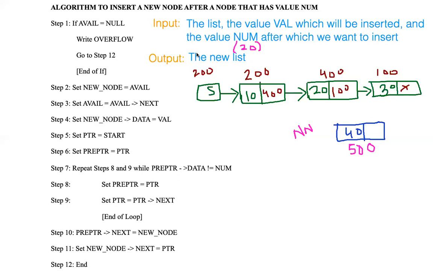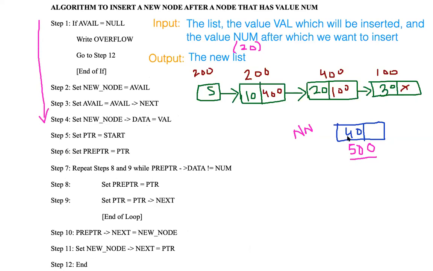One is a list, the other is the value val which we want to insert, and the last one is the value num after which we want to insert the new node. The output will be the new list. For this algorithm, the first 4 steps will be common steps like any other insertion algorithm, that is checking for the available memory space. If the memory space is there, allocating it to the new node. So let the new address be 500, which has been allocated.